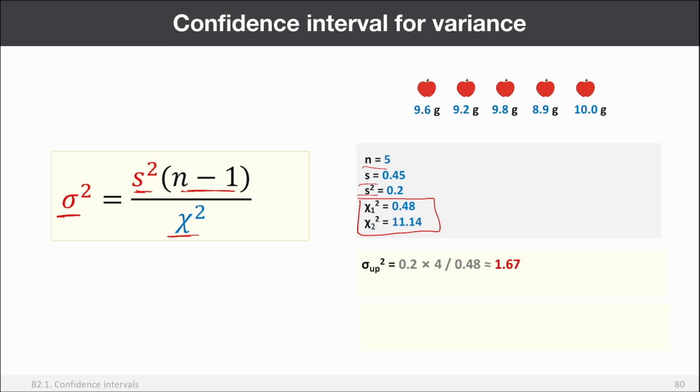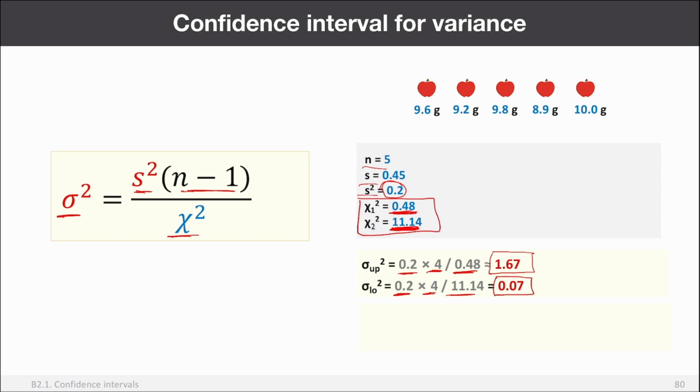Now let's do that. So the upper boundary can be computed by taking the variance of your sample, 0.2, times number of degrees of freedom, it's 4, and then dividing by the smallest chi-square, 0.48. So this is our estimate for the largest variance of population. Now we can do the same for the smallest variance of population. We take sample variance, multiply by degrees of freedom, and divide by this part. So this is the largest chi-square value. So this is the smallest expected variance for the population.